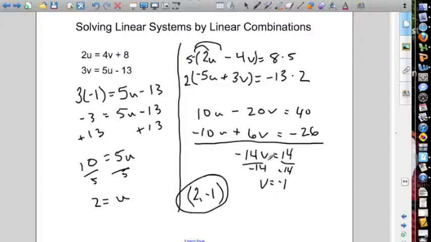Now, linear combinations is just the third method. It is a great method when things work out there. And so, again, we'll want to get good at working with this third method.